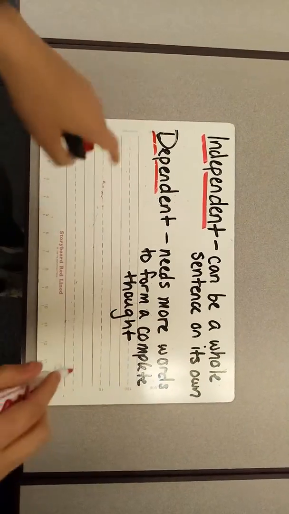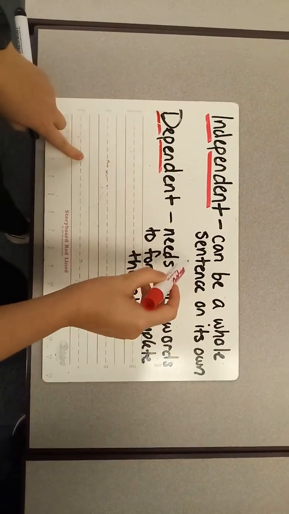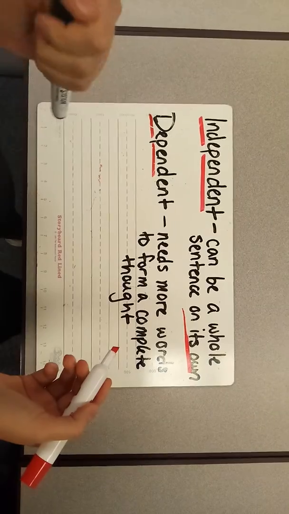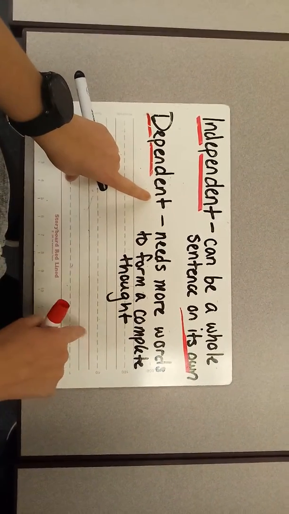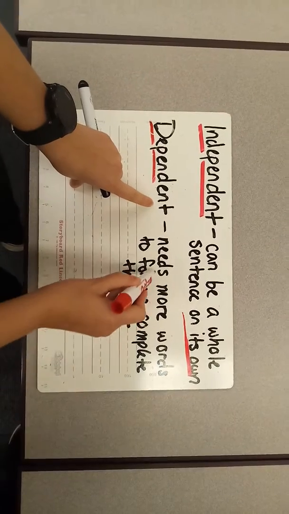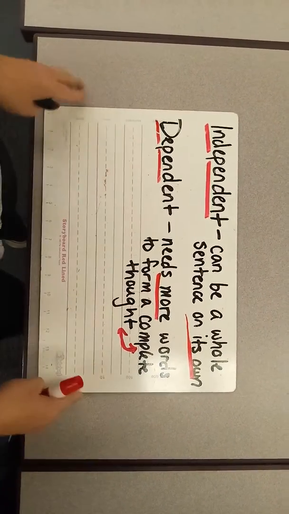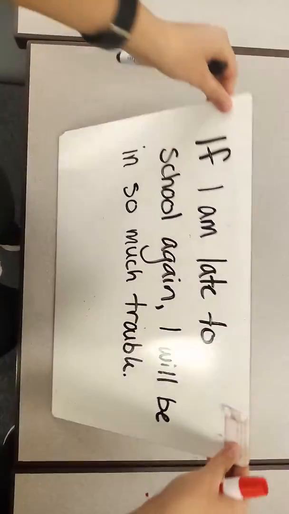An independent part of a sentence means that it can be a whole sentence on its own. That's the really important part, that it's by itself. A dependent part of the sentence, you just need a little bit more, because it doesn't form a complete thought. That's really important. And if you're not sure what I'm talking about, I got some examples.